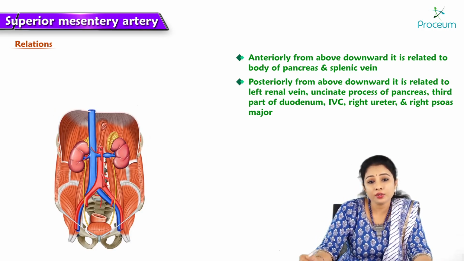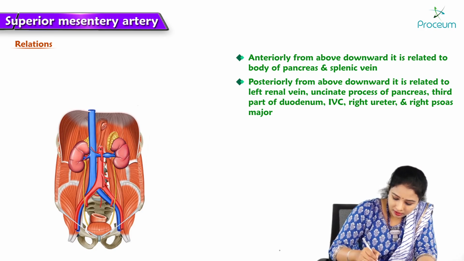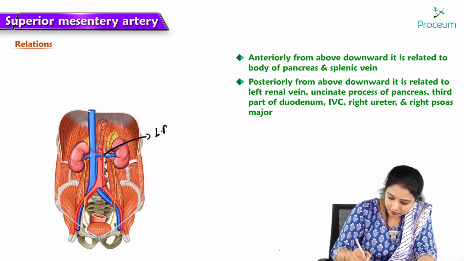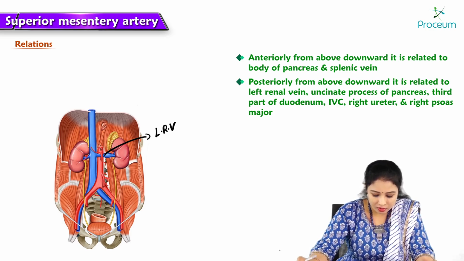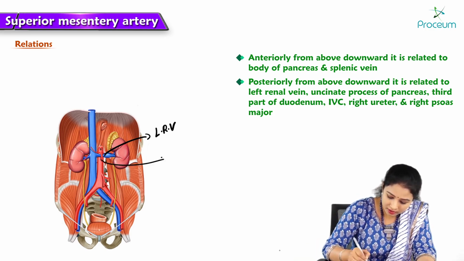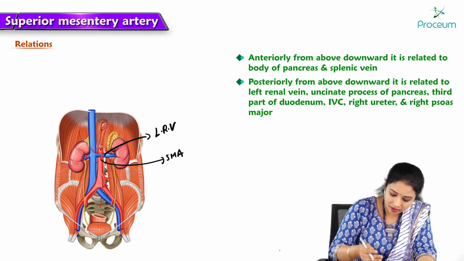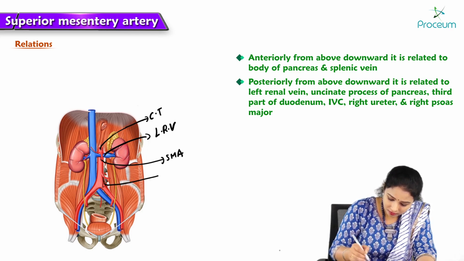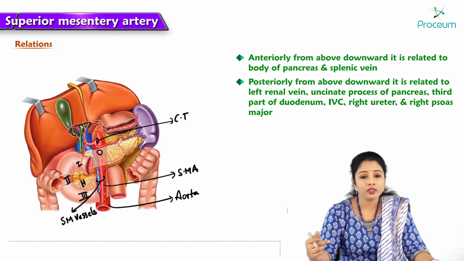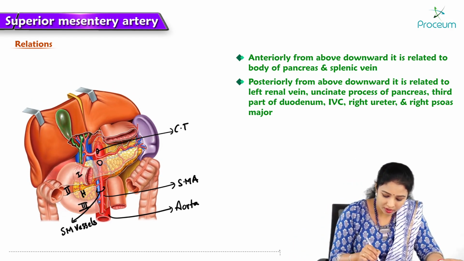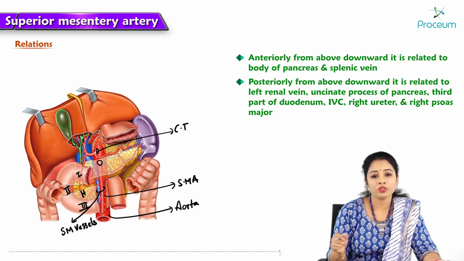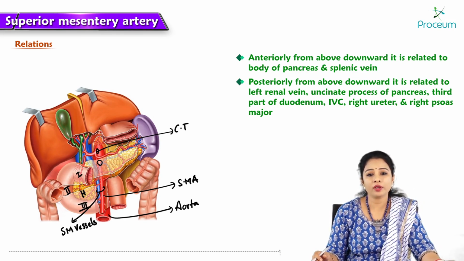And posteriorly, from above downwards, it is related to the left renal vein. So here we can see the left renal vein. It is a little abnormal image because the renal vein is dilated here. So posteriorly, the superior mesenteric artery runs in front of the left renal vein, and above is the celiac trunk we can see, and here is the origin of the inferior mesenteric artery. It is also related to the uncinate process. So in this image we can appreciate the head of the pancreas. Posteriorly it is related to the uncinate process of the head of the pancreas.